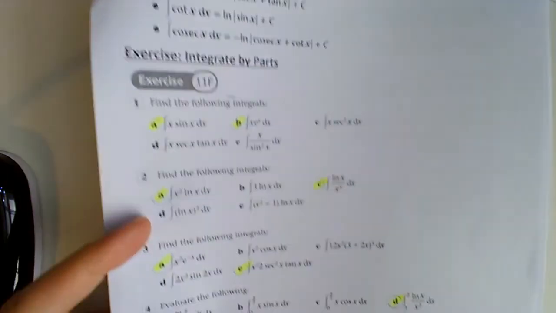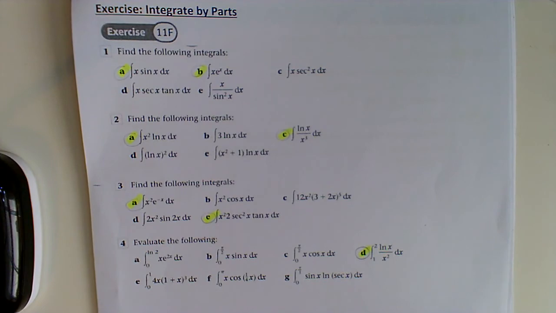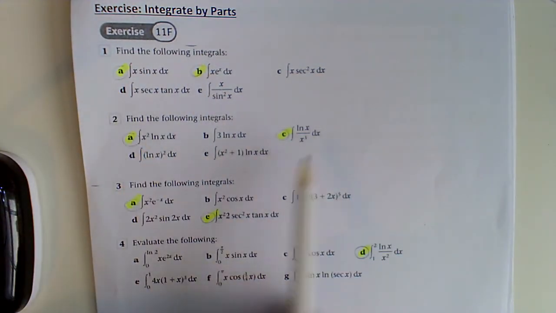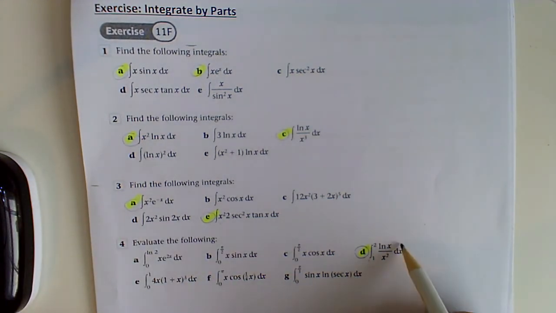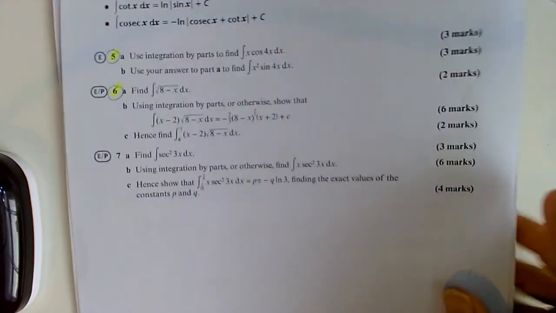Yeah. So if you haven't been doing the questions that I'd like you to do, so on exercise 11F, I want you to do 1, A and B, 2, A and C, 3, A and E. Question 4D. Make sure you rewrite that as x to the minus 2 there, by the way, because obviously we need these things to be next to each other, not over each other. And then have a go at question 5 and 6, please, as well.